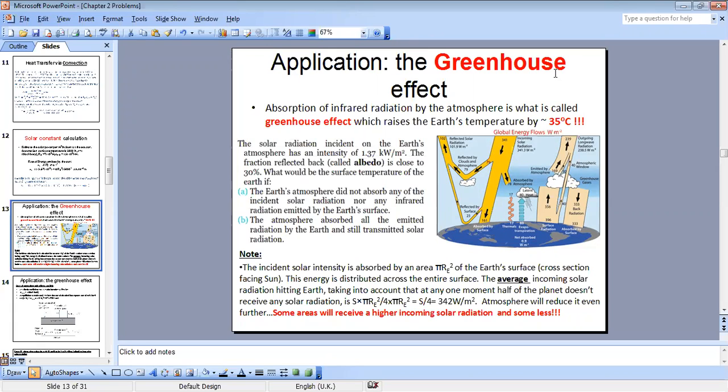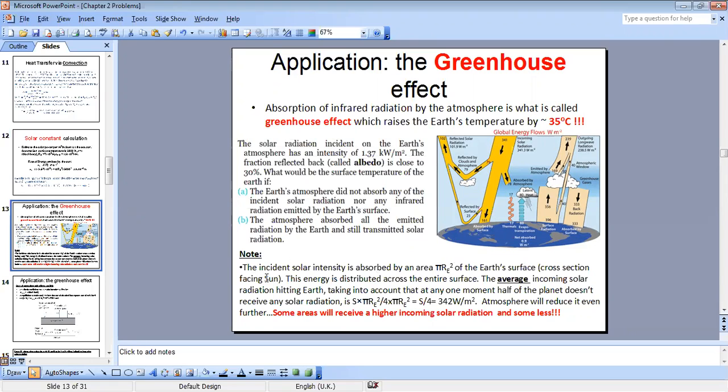We will see what is the difference between the two examples in calculation. First, they are giving you a small note, and this note is what we have talked about in the previous problem. The incident solar intensity is absorbed by an area equal to pi times radius of the Earth squared, because this is the cross-section facing the sun.